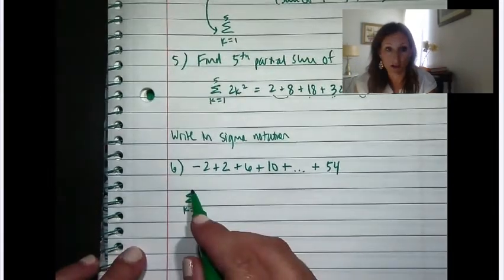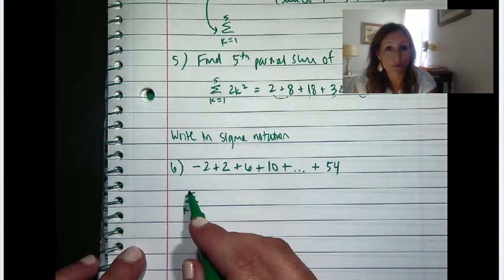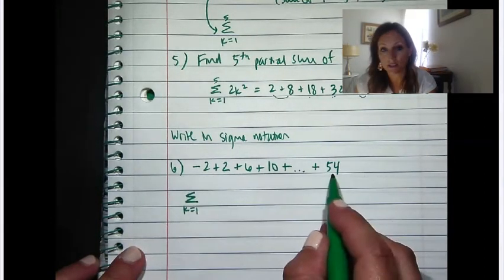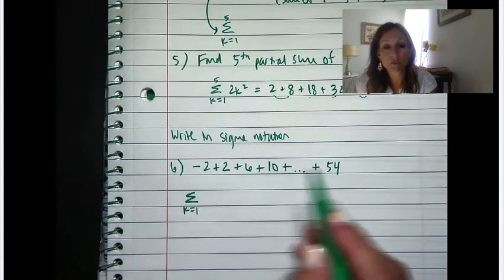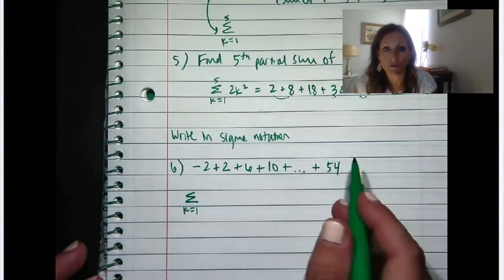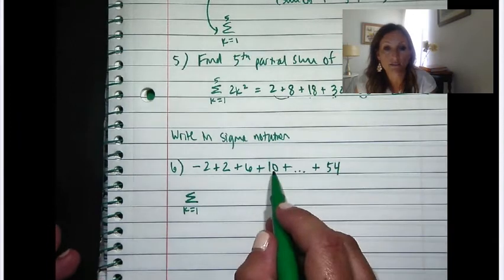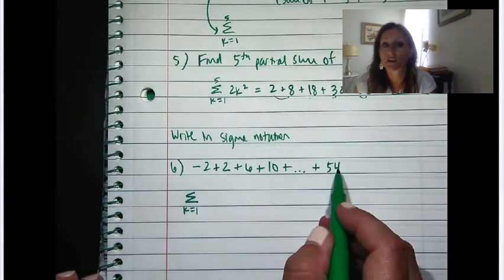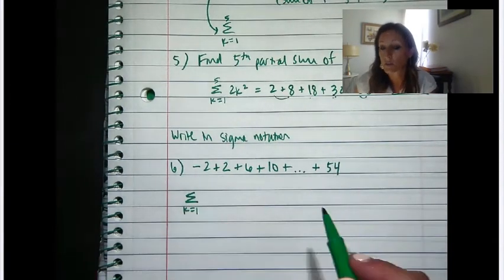I don't know when to stop yet. You don't stop at 54. That would be saying the 54th term. That's not what this says. This says some term number is 54. Like the 4th term is 10. The something term is 54. I don't know what that is yet. So I don't have an upper bound.